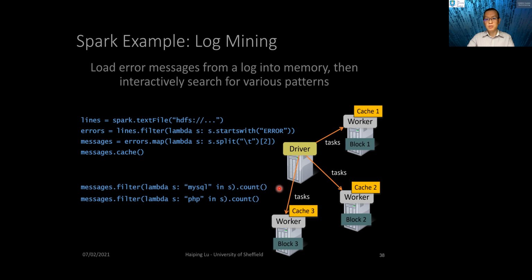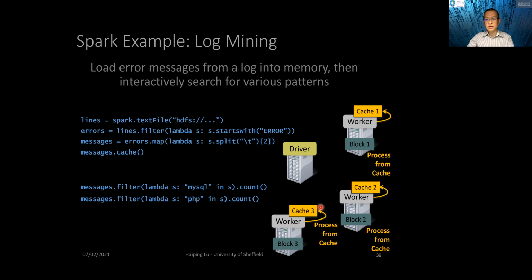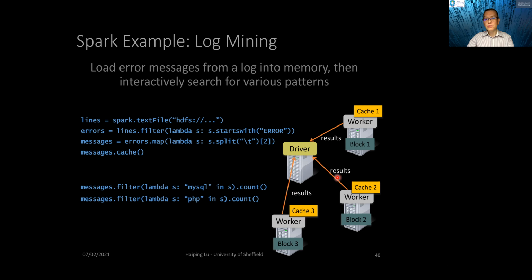Notice the difference from the previous count. Now each worker already has a cache of the data, so they will not go to fetch the data from the file system, HDFS. They will just process the data from cache. What is cached? The messages are cached. So each worker will just process the split, parsed messages from the cache to find the PHP errors, and then send the individual results back to the driver, which will aggregate the final count.